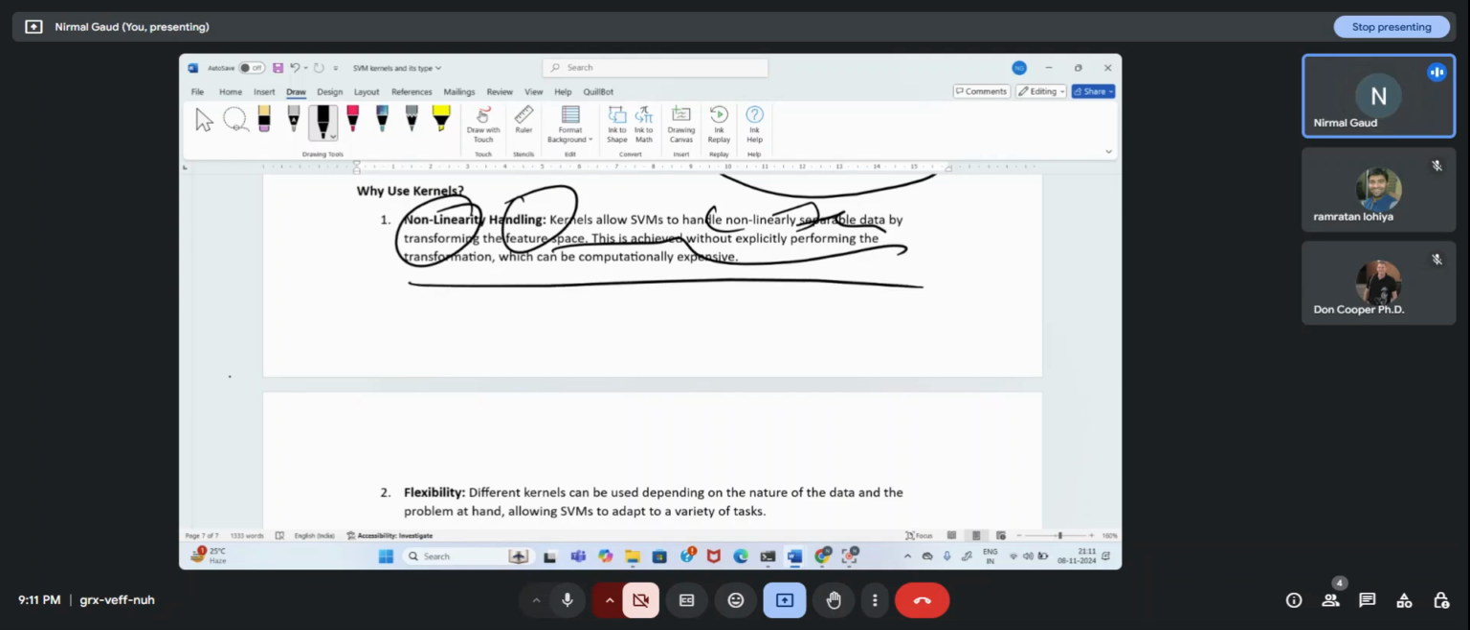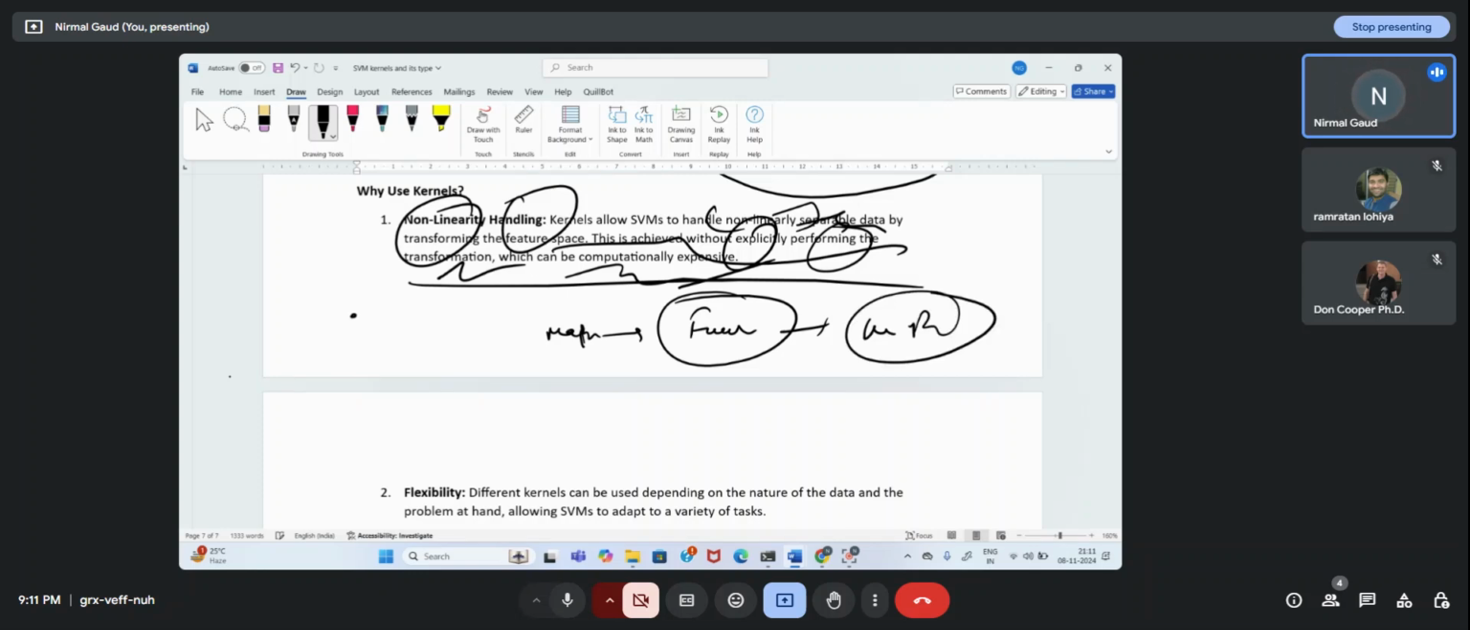That can be achieved without explicitly performing the transformation, which is computationally expensive. However, we still have some complexity. SVM is not an easy algorithm. We still have the complexity, but we can manage. Here we are doing mapping. The mapping function is a kernel, a function. So we map a 2D point to a 3D point, just to avoid the confusion of intermixing of the data points.